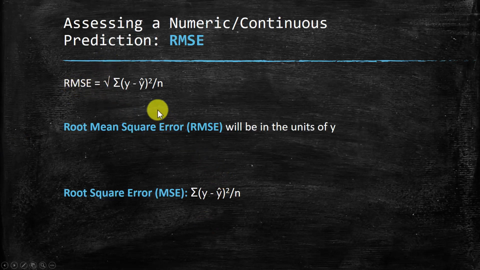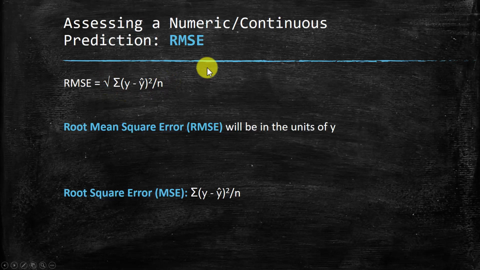Root mean square error is pretty simple. It's simply the square root of the average of the squared residuals, right? So how does this work? Well, basically, you take the actual value, subtract from it the predicted value. Generally, if you have a hat above something in statistics, that means it's predicted. So this is the residual, the difference between the actual value and the predicted value. For all of our samples, we calculate the residual, square them, sum them up, divide by the number of samples, and take the square root.